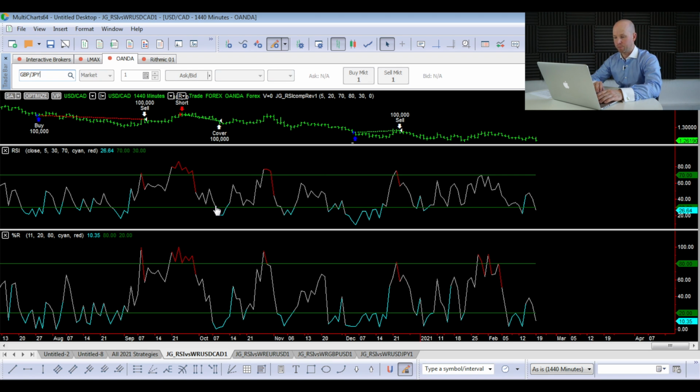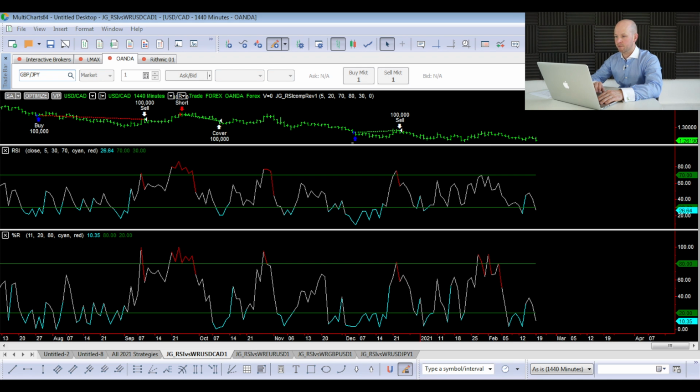For this test, we purely want to look at the behaviour, so I haven't included a stop loss. How I've done the test is I've made a separate strategy for each RSI and Williams R, and then all I've done is run an optimization looking at the different lengths of the indicator. So in this case, RSI is 5, Williams R is 11. That's just for demonstration purposes.